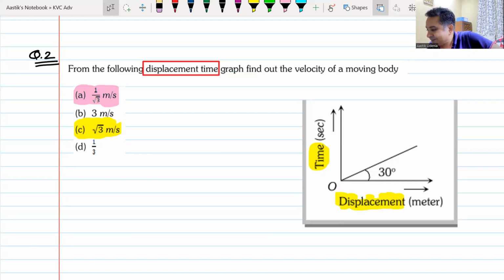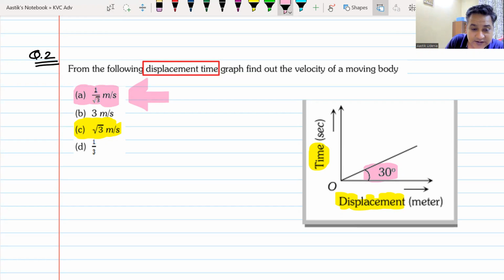Yes, Kaushik, tell me. How did you get root 3 and not 1 by root 3? Can you speak up? Yes, sir. Option C. Now Anjali has taken a U-turn. And the problem is, as soon as you see this 30 degrees and you find out tan of this 30 degrees, the answer becomes 1 by root 3. But remember, this angle is with the displacement or the position axis.